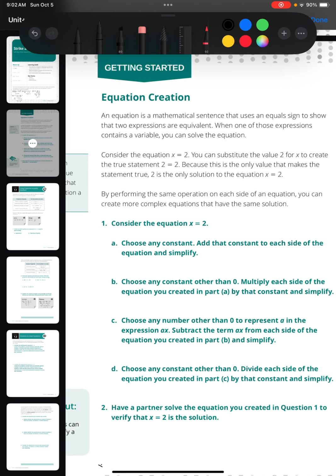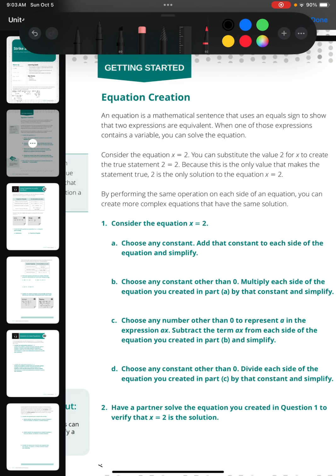It says equation creation. An equation is a mathematical sentence that uses an equal sign to show that two expressions are equivalent. When one of those expressions contains a variable, you can solve the equation. Consider the equation x equals 2. You can substitute the value 2 for x to create a true statement, 2 equals 2, because this is the only value that makes the statement true. 2 is the only solution to the equation x equals 2. By performing the same operation on each side of an equation, you can create more complex equations that have the same solution.